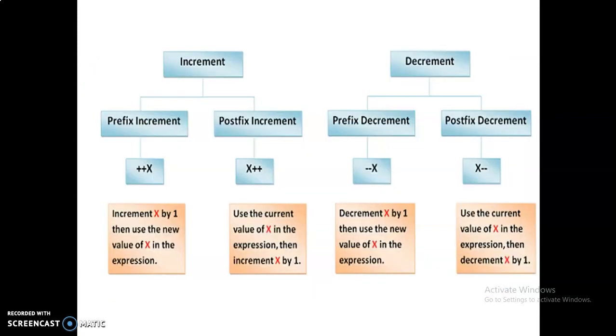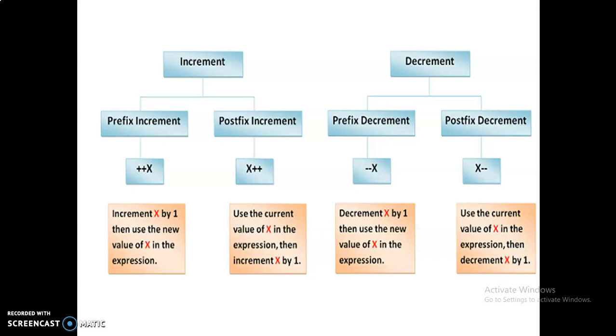So in this picture I give you the detailed expansion of what is prefix and what is postfix increment and decrement operations. The increment operators are divided into two types: prefix increment and postfix increment. This one is the prefix increment, plus plus x. This one is the postfix increment. How the prefix increment works: it increments x by 1, then uses the new value of x in the expression.